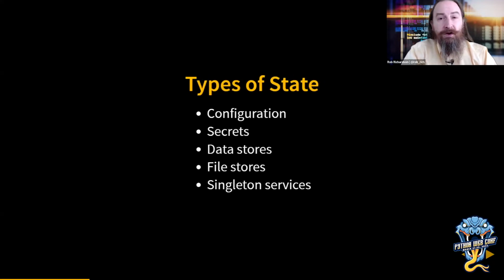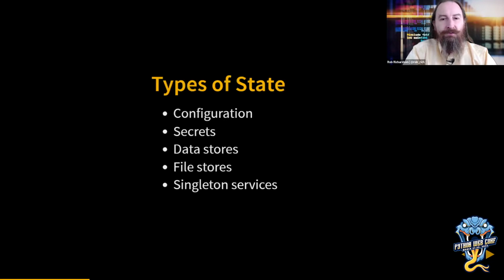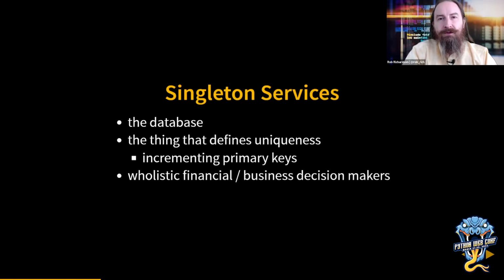As we dig into Kubernetes, we'll take a look at these types of stateful resources. We're going to take a look at configuration, secrets, data stores, file stores, and singleton services. Let's double click into singleton services and take a look at how that works. Well, with singleton services, I need to collect the entirety of the state of the system to be able to make a decision. For example, for a month-end report, I need to collect the entire month's data, not just a few days or this department.